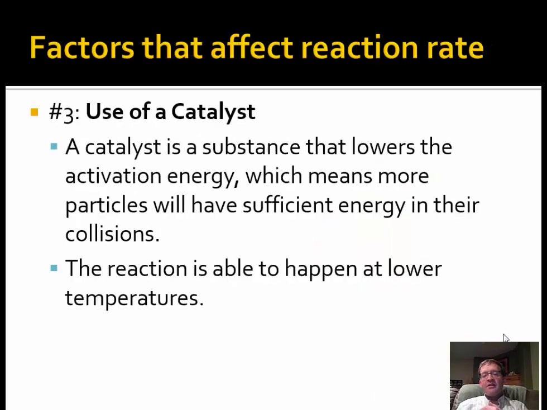The third factor that affects the reaction rate is the use of a catalyst. And again, a catalyst is a substance that reduces the size of that hill. If we simply use a catalyst, it'll shorten the hill and it'll make it more possible for the reactants to become products. More particles will have enough energy for the collision to be productive.